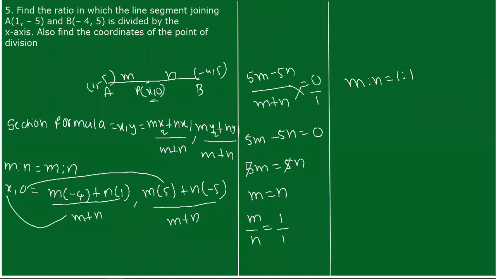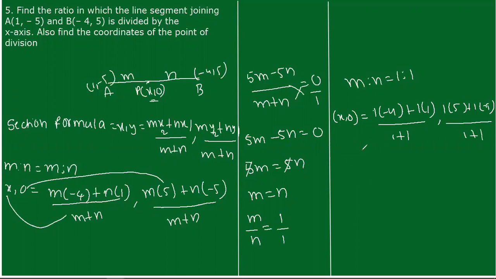Now I have the ratio m is to n. And what do we have to find? We also have to find the coordinates, nothing but the x value. Now we have the A point and B point, and we have the ratio also. Easily we can find the x value. So (x, 0) is equal to, let's apply the formula: m is 1 and n is also 1, so (1 times -4 plus 1 times 1) by (1 plus 1) and (1 into 5 plus 1 into -5) by (1 plus 1).